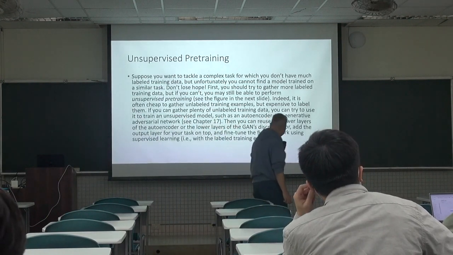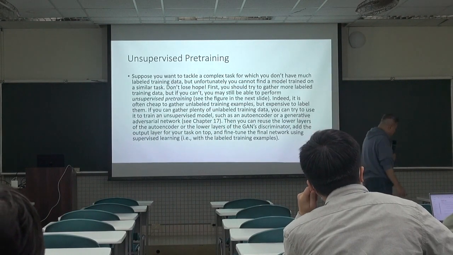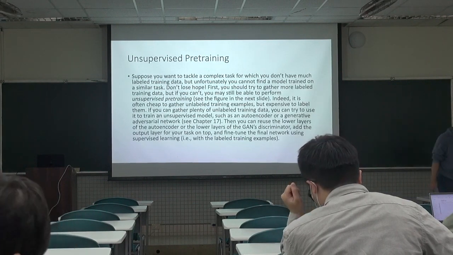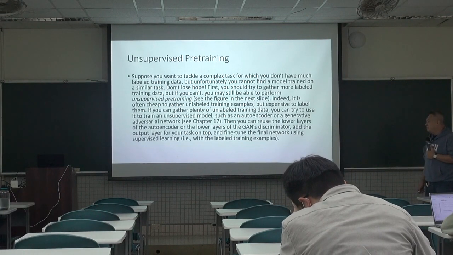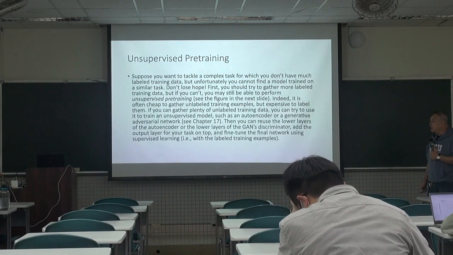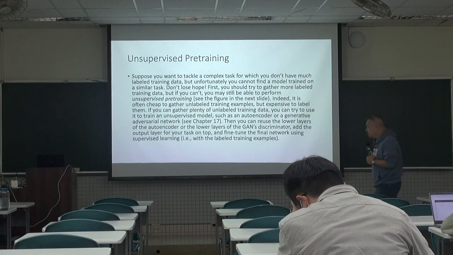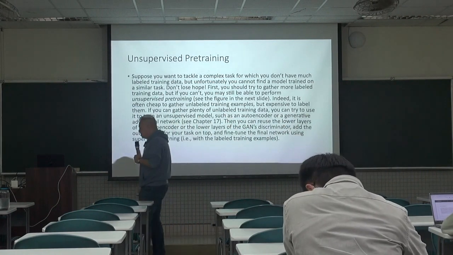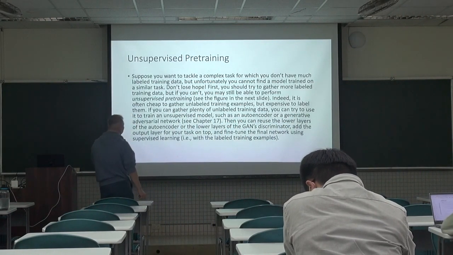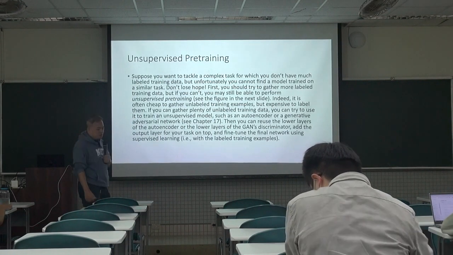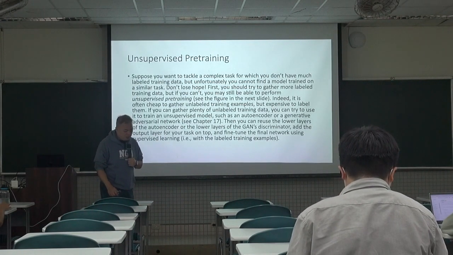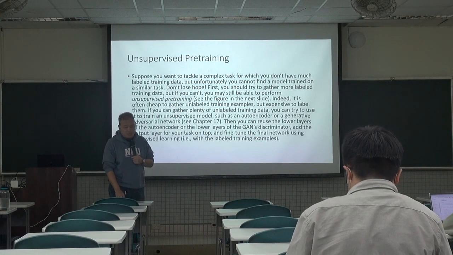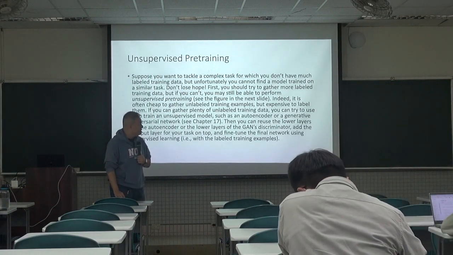Last time we talked about different techniques to help train a neural network, such as batch normalization, as well as transfer learning. We know transfer learning helps us to train the neural network when you do not have a lot of labeled data.